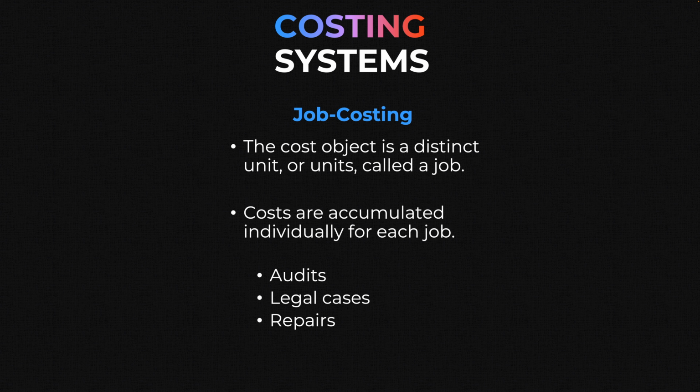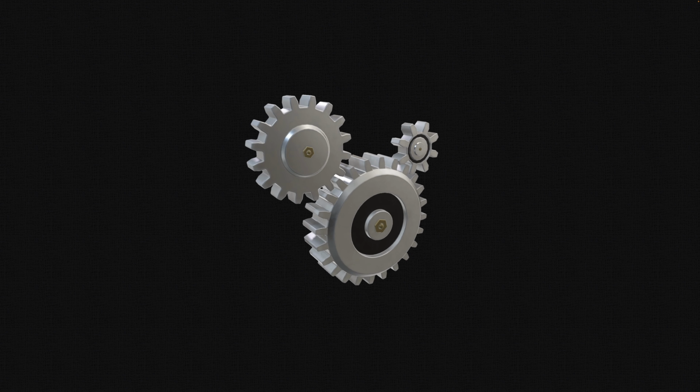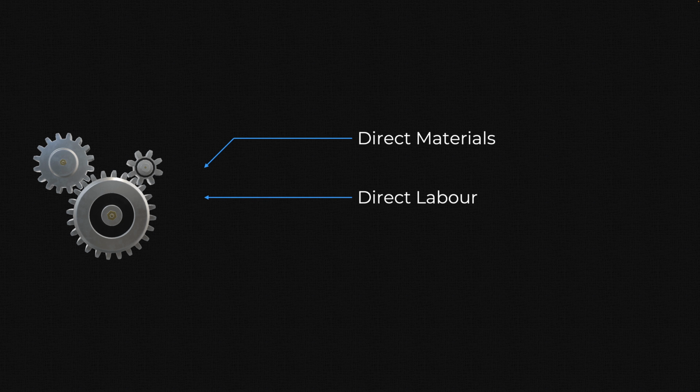Let's do a quick example. Let's say there's a business and they're trying to figure out what it costs to make a customized gear for one of their clients. In order to do this, they're going to have to figure out and trace what the direct materials are to the cost object. They're going to have to trace the direct labor to the cost object, probably using timesheets, and then they will have to allocate all of the manufacturing overhead.